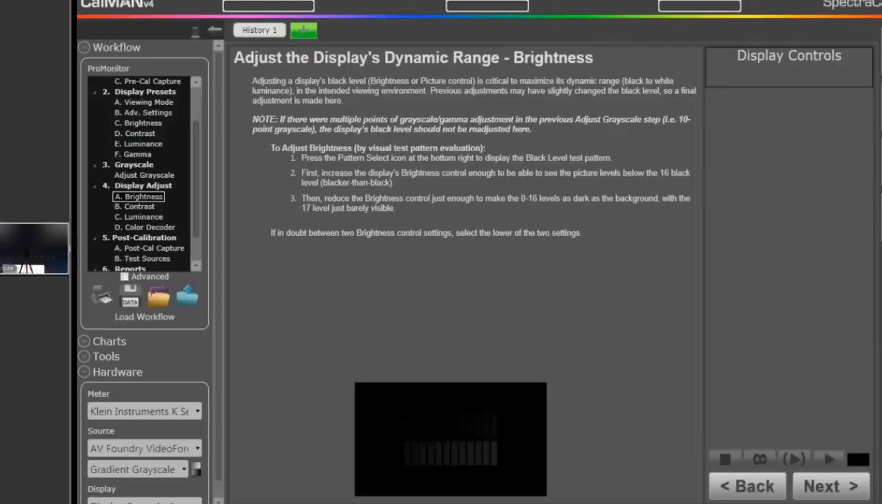Again, we previously had set that so that the 16 level was black and we were just barely able to see 17. Now it looks like, because of the white balance adjustments that we made, that has changed somewhat. So let me go back into the menu, reaccess the brightness control, and I'll reset that. Looks like I'm going to need to bring that back up just a couple of clicks in order to just barely be able to see 17 while 16 stays dark.